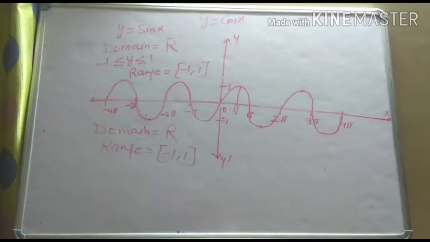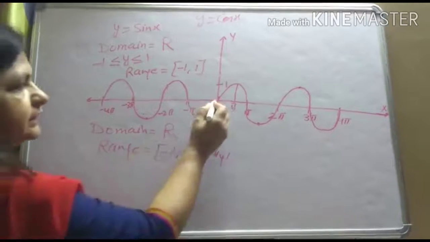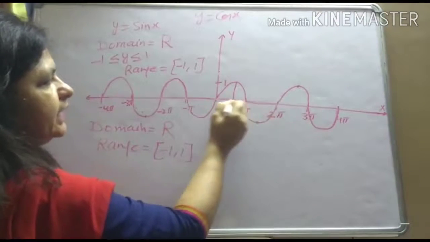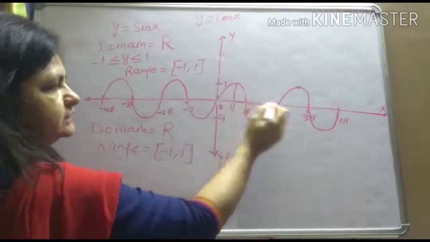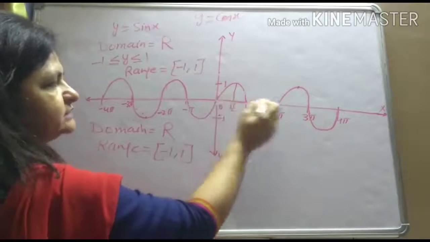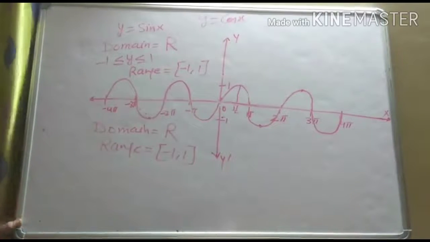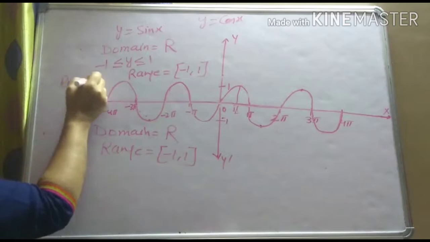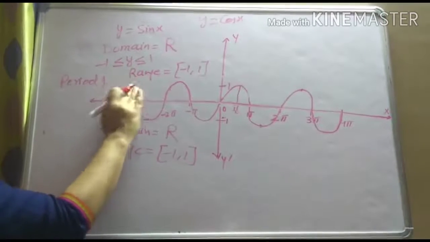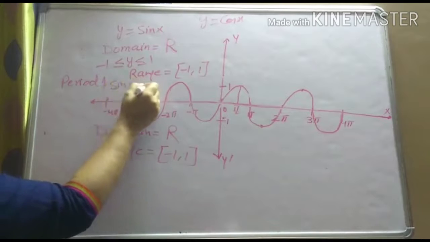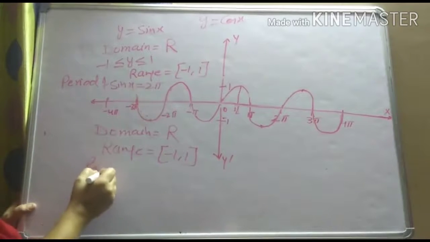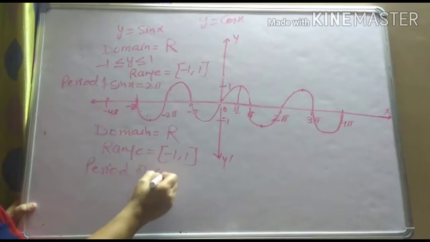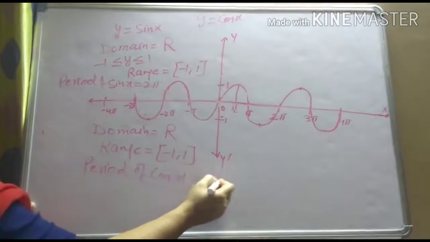Now what about the period of sine x? Values of sine x repeat after an interval of 2 pi. We can see values of sine x repeat after an interval of 2 pi. Therefore, the period of sine x is 2 pi. Similarly, the period of cos x is also 2 pi.